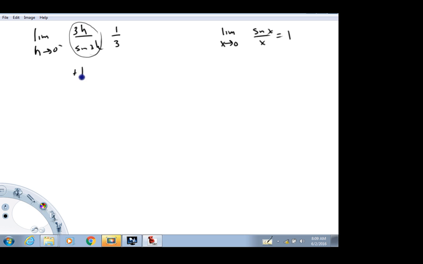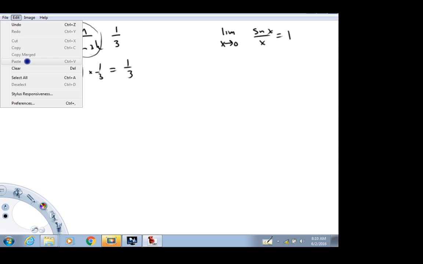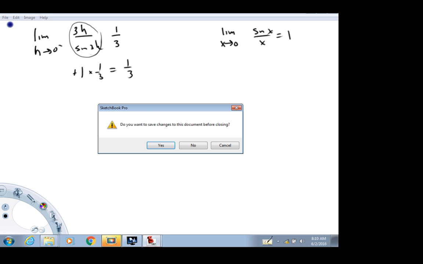So this part of it's plus 1. And then we have a 1/3. So the limit is positive 1/3. And that's done. I'm going to go ahead and put up a new sheet here, and I'm going to take a look at one that's got a little more going on.